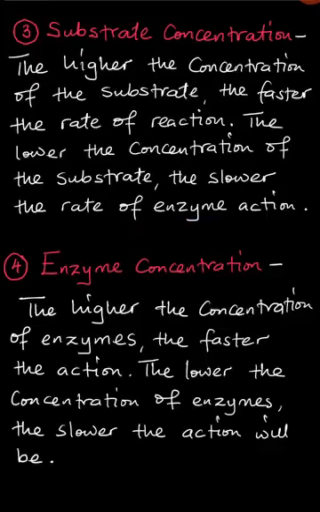The fourth factor that affects the rate of enzyme action is enzyme concentration. So, when you have a higher concentration of enzymes, the rate of enzyme action will be much faster. But when the enzymes are lowly concentrated, the enzyme action will be much slower. So these are some of the factors that you must understand when it comes to their effect on enzyme action.